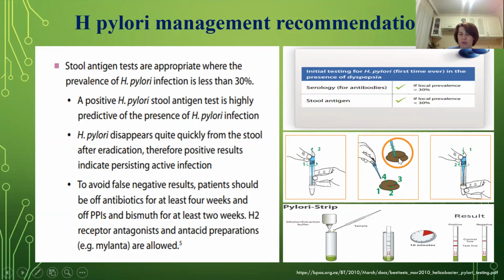So a part of the stool will be diluted in reagent, and then in this bottle a paper with additional reagent should be placed, which shows presence or absence of the antigen of Helicobacter pylori.